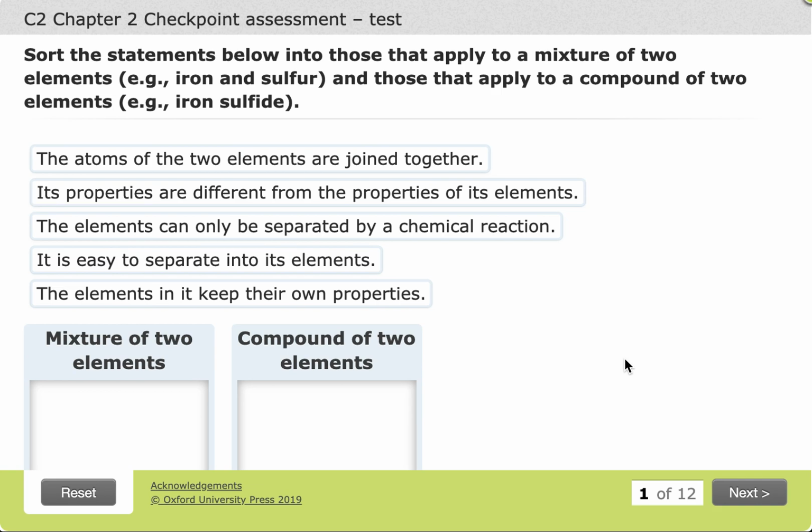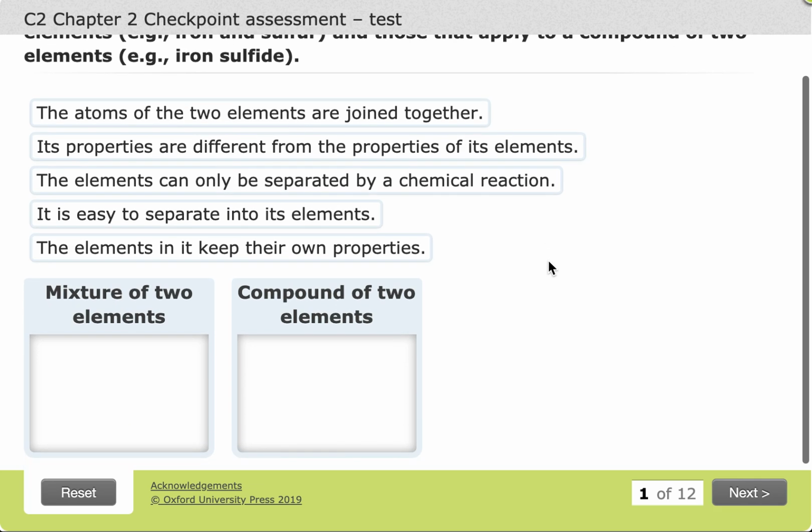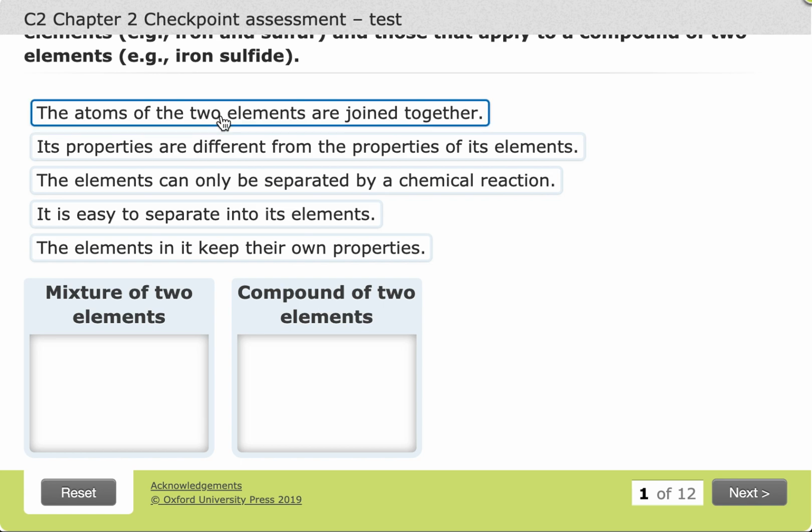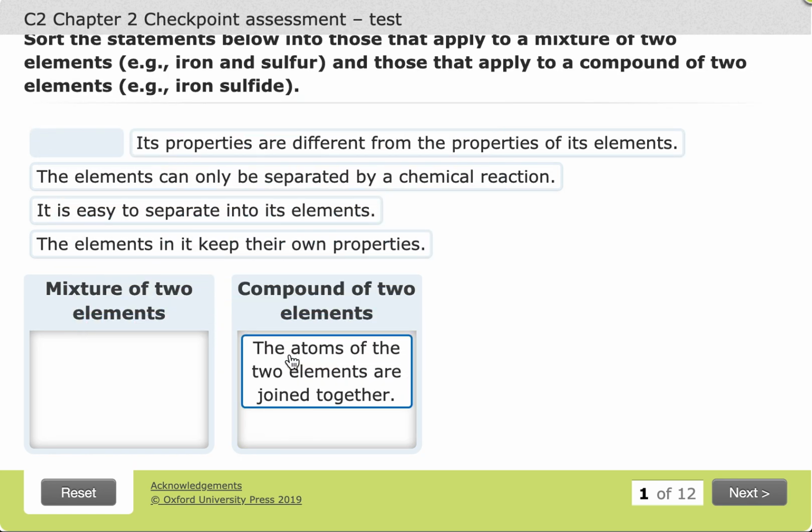We should know that mixtures are any two elements or substances which have been mixed together with no chemical bond, whereas a compound is exactly the opposite of that, where we have a chemical bond between the molecules or the atoms present therein. So let's have a look. First statement, the atoms of the two elements are joined together. That is our compound. And this join is what we refer to as the chemical bond.